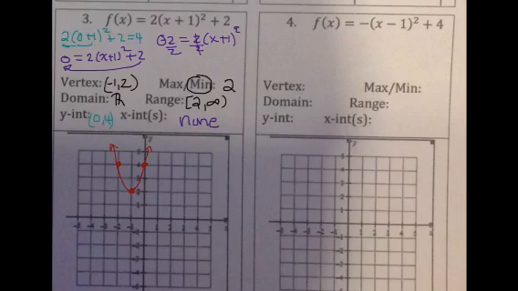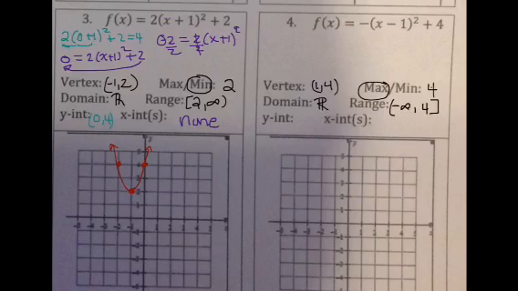For number 4, go back. The h value is positive 1 and the k value is positive 4. This negative right here tells me that it concaves down. Okay, so the vertex is going to be 1, 4. Since it concaves down, it has a maximum value, and the value is 4. The domain is all reals. The range is from negative infinity to 4. Okay, because the parabola is concave down.